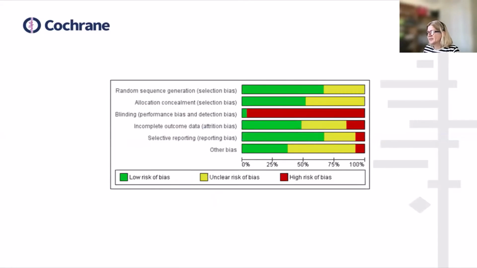This is the risk of bias graph for studies included in the whole network. As you can see, they appear to be relatively similar in terms of risk of bias. Nearly all were at high risk of bias for blinding of patients, clinical staff, and outcome assessors. That's the performance and detection bias domain, with nearly all the studies being at low or unclear risk of bias for other domains.